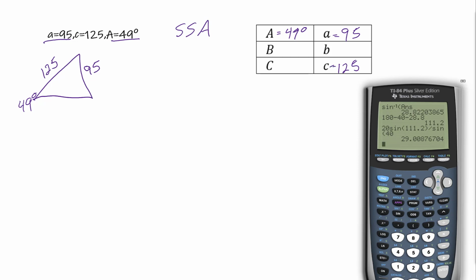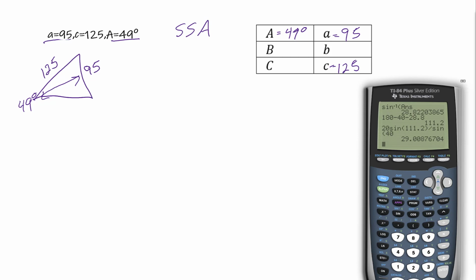Alright, now 95, the side that goes with the given angle, is not larger than the other side we were given. So this is not going to be a single triangle. This is not a single triangle. So it's either going to be one or two triangles or no triangles.